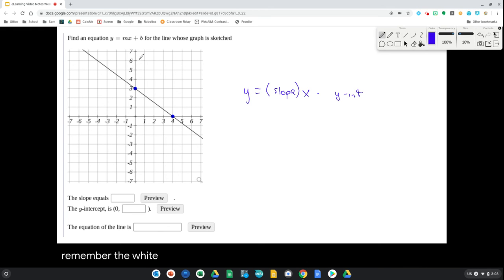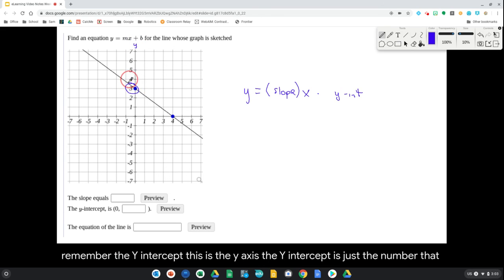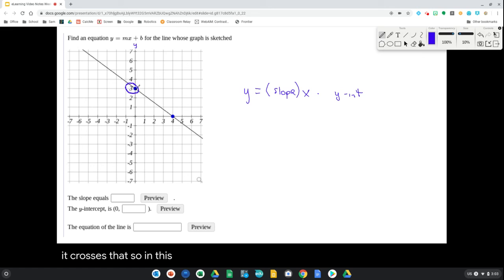Remember, the y-intercept, this is the y-axis. The y-intercept is just the number that it crosses at. So in this case, that dot is at 3. So this part of your equation, since it's a +3, is going to be a +3. So that's what we put down for the y-intercept.